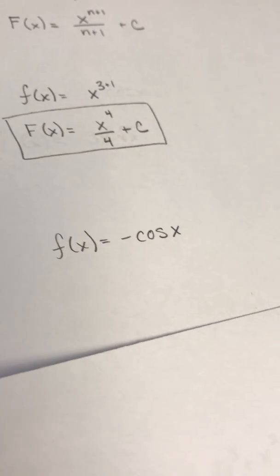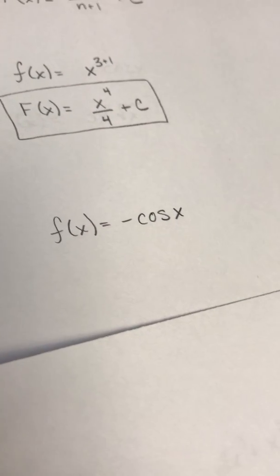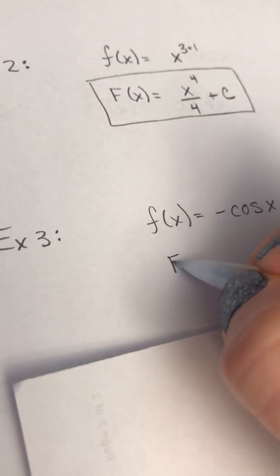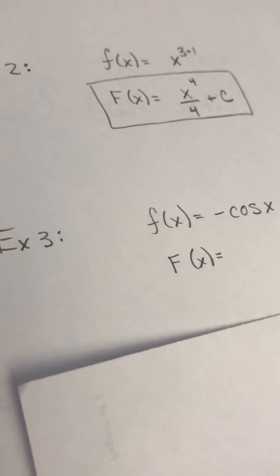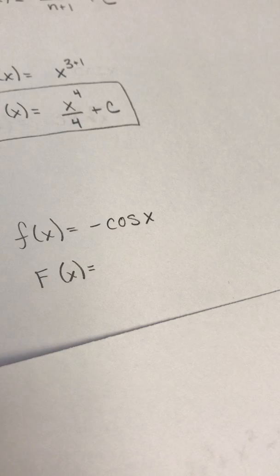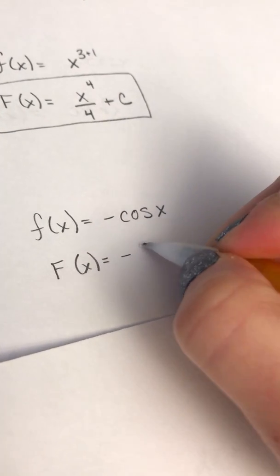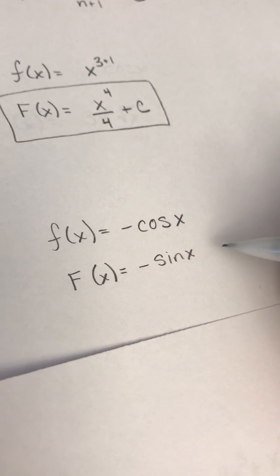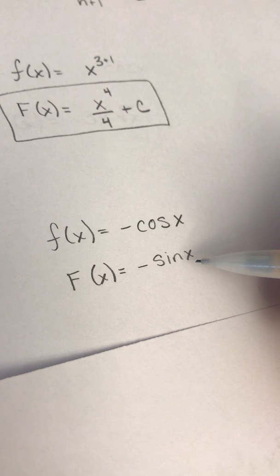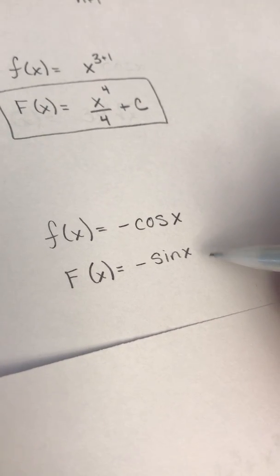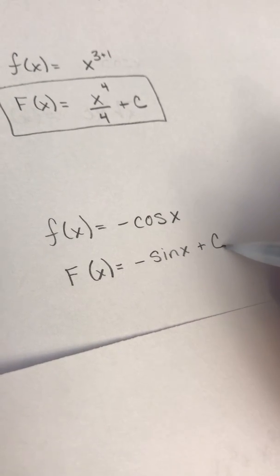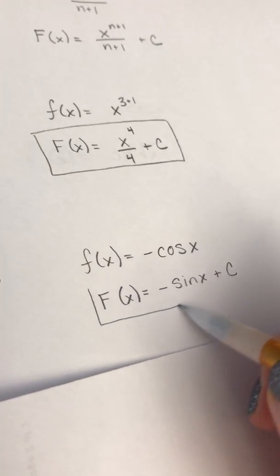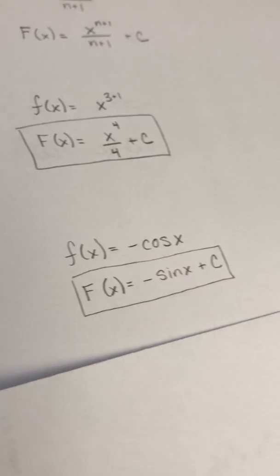Example 3. With a trig function, I just have to remember back to what gave us a derivative of negative cosine of x. So when I'm finding my antiderivative of negative cosine of x, my original function would have had to have been negative sine of x, because the derivative of sine of x gives me cosine, so the derivative of negative sine would give me negative cosine. Again, I want to include my plus whatever constant could have been there before we took the derivative, and that constant went to a derivative of 0.